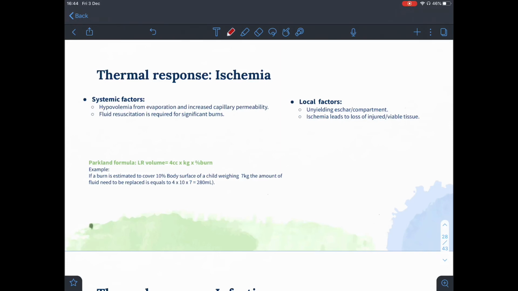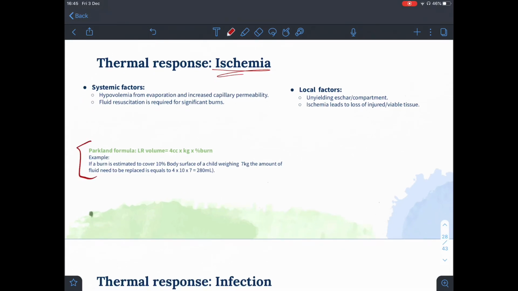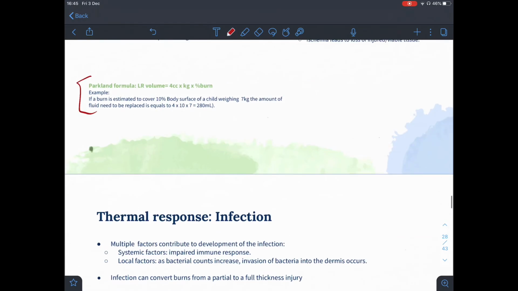Local factors that contribute to ischemia: scar or compartment syndrome. Ischemia leads to loss of injured or viable tissue. Of course, anything dead has to be removed. Okay. So this is an example of the Parkland formula. Yeah, okay, we talked about it before.